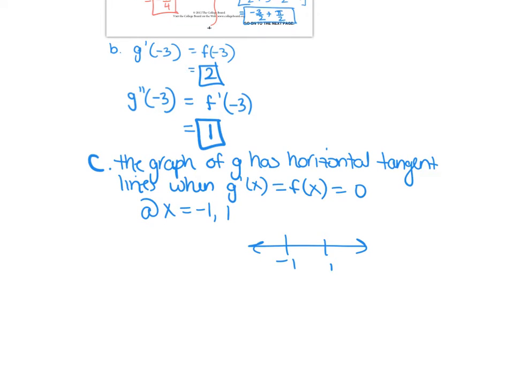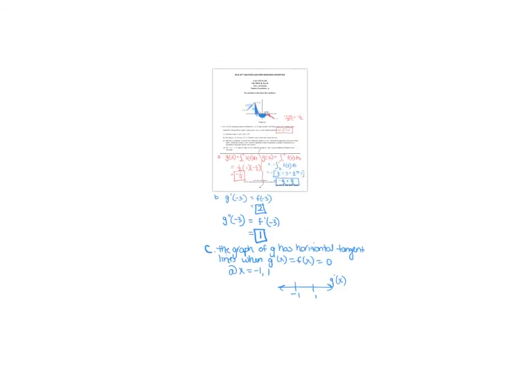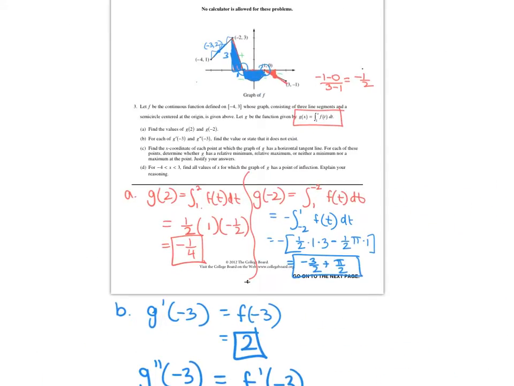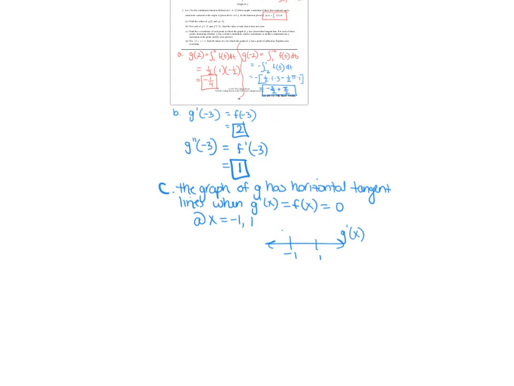And this is labeled G prime of x. So looking at your graph, notice at -1, it goes from positive to negative, and at +1, it goes from negative to negative. Okay, so let's label that there. So positive to negative and negative to negative. So what is that telling us?